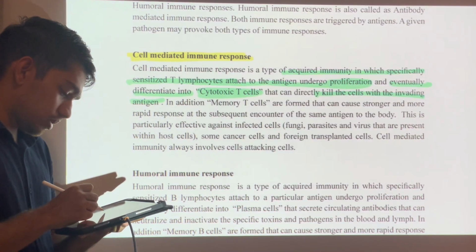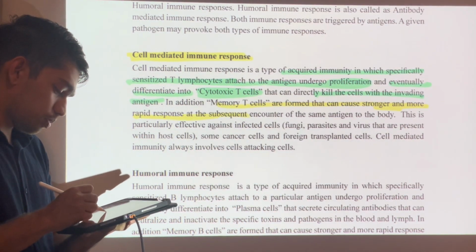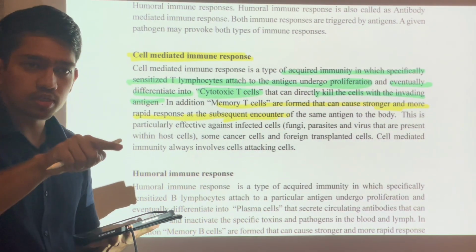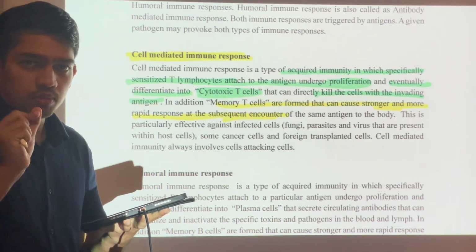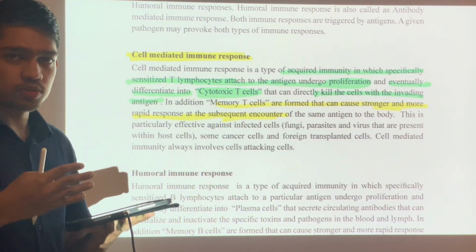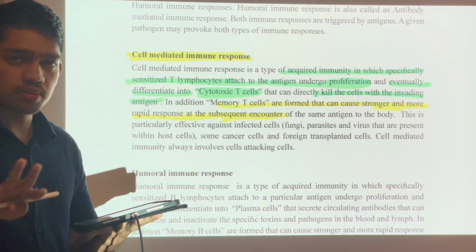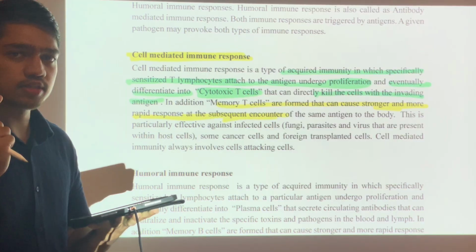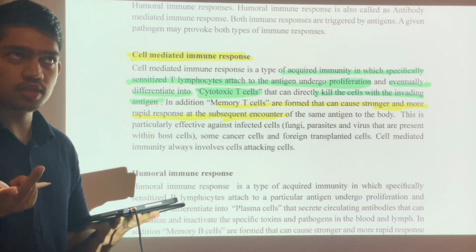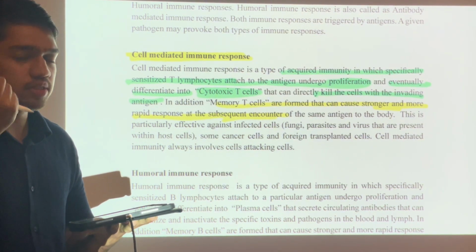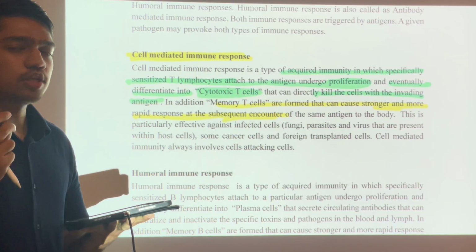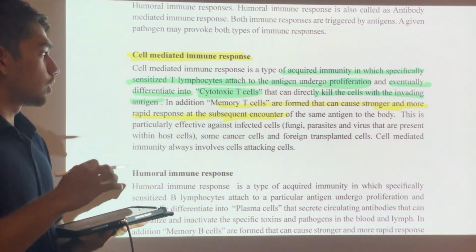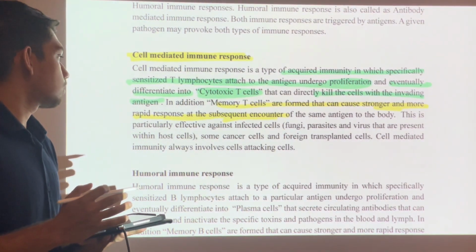The memory T cells can cause a stronger and more rapid response at the subsequent encounter. So the memory cells are going to remember a certain pathogen with a certain antigen. After this episode of attack or infection, the memory cells are going to stay in circulation, and if that same antigen and the same pathogen is seen in the blood after a while, the memory cells are going to recognize it, and it's going to rapidly cause this cell mediated immune response. So it's going to be stronger and more rapid, right?